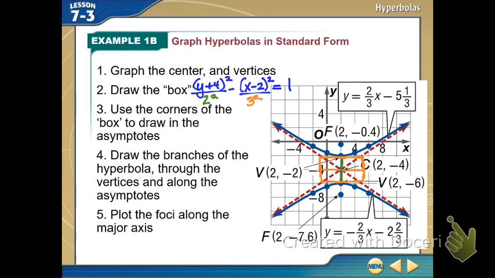Once you have your box drawn, you can put in your asymptotes. And then the last thing we're going to do is draw the branches of the hyperbola. We draw those branches by starting with our pencil on the vertex and then going out, getting closer and closer to the asymptotes as we go on each side. Pencil on the vertex right here, and then going out, getting closer and closer to the asymptotes as we go.